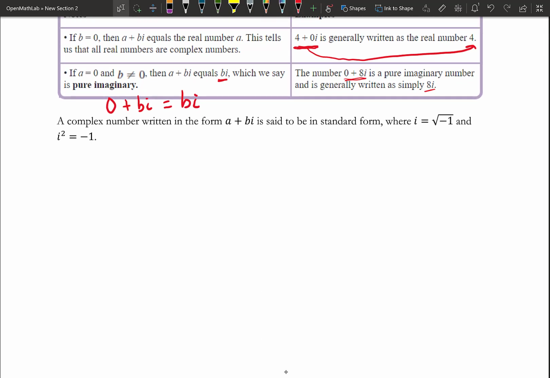Then something else as review is that a complex number written in the form a plus bi is said to be in standard form, where i equals the square root of negative 1 and i squared equals negative 1. So again, that was just a quick refresher of what a complex number is. And now we're ready to start discussing objective 1, which is to be able to plot complex numbers in the complex plane. First of all, let me just define what the complex plane is.